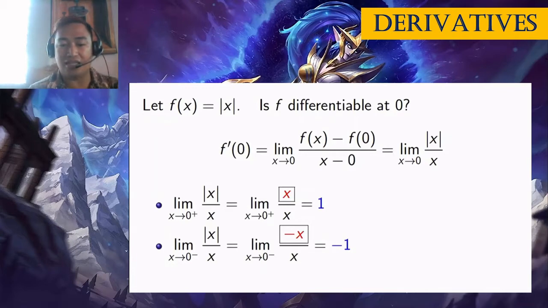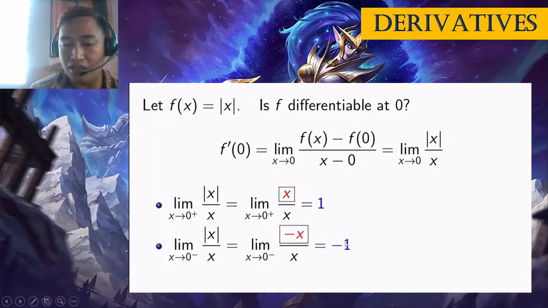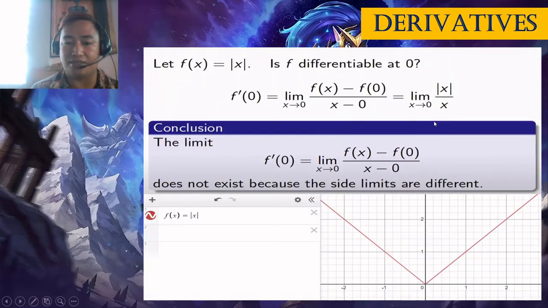So, negative x over x. Here, the x cancels, so negative 1. The limit is negative 1 because it is a constant, right? So, 1 and negative 1 are the limits from the left and from the right. So, these are not equal. Therefore, this limit does not exist, because the side limits are different.